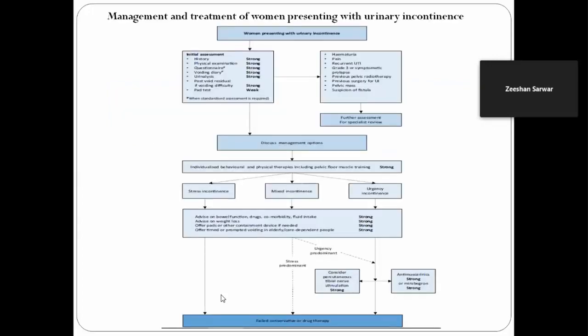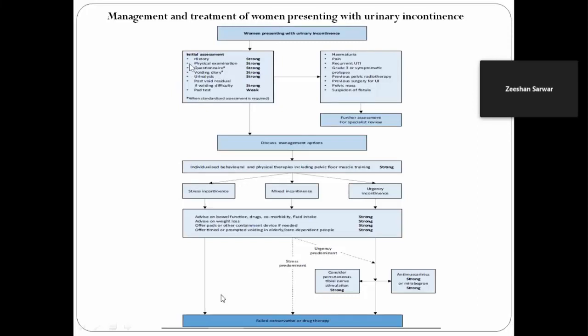These are the flowcharts which will summarize the two presentations done today. The management and treatment of women presenting with urinary incontinence. And first it starts with the history and physical examination.